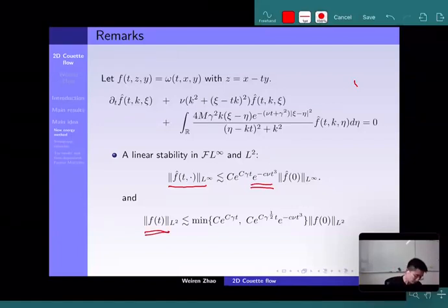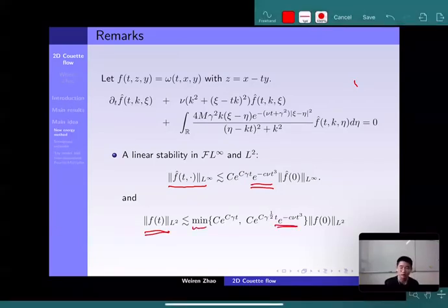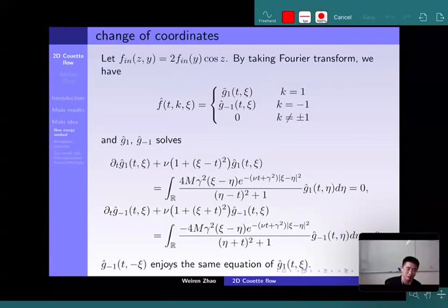Of course, you can also write down the L2 norms, which also have this enhanced dissipation. So I take the minimum. When t is larger, this term dominates every term. Then the next thing is to choose a good initial data, because our goal is to say there is some initial data which gives you the exponential growth. So we need to describe some good initial data.